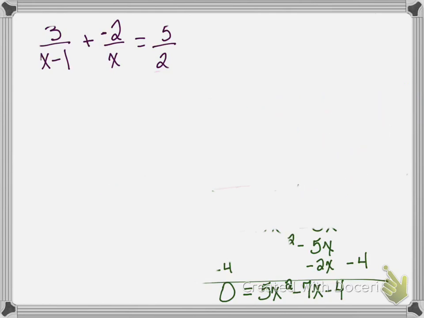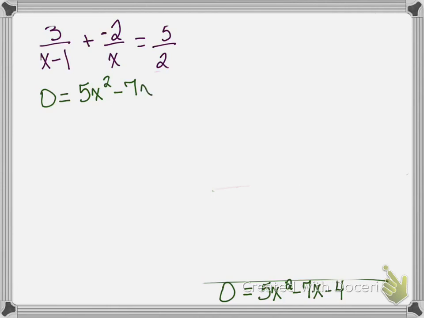So what we have is this has now gone to a quadratic that we know how to simplify. So I have 0 equals 5x squared minus 7x minus 4. Now, you are going to find that you can't factor that. 5 times negative 4 is negative 20, and the sum is negative 7. It can't be factored. So we are going to have to use completing the square or the quadratic formula.